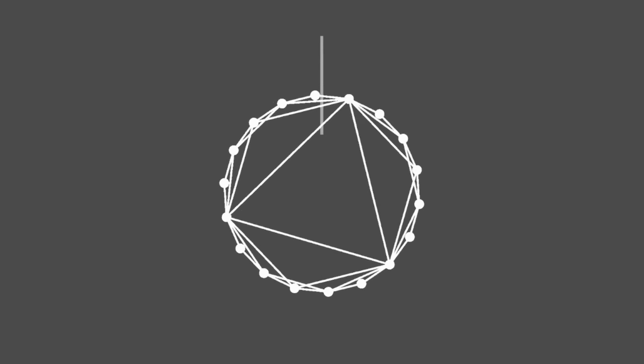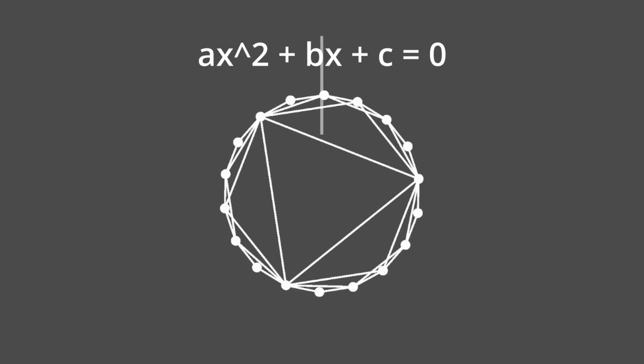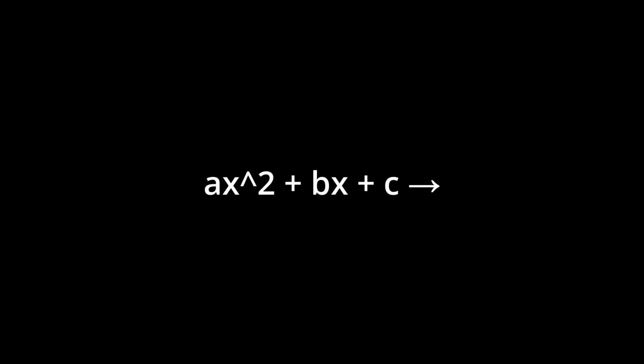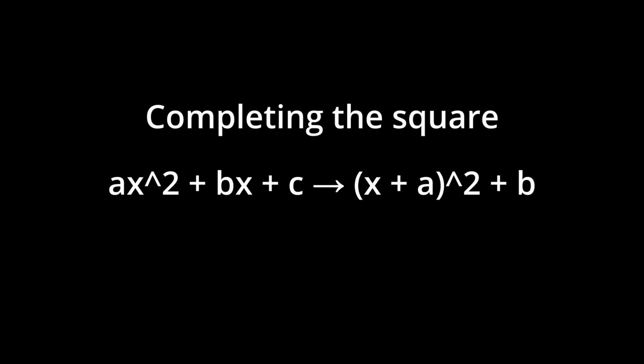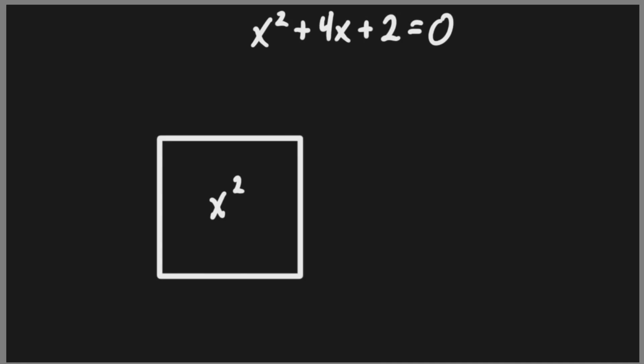The last equation type I want to be able to represent are polynomials, specifically quadratics. You may be familiar with the idea of completing the square to solve a quadratic, and as the name suggests, this is also tied to geometry. Let's take the example x squared plus 4x plus 2. We can complete the square through the following.